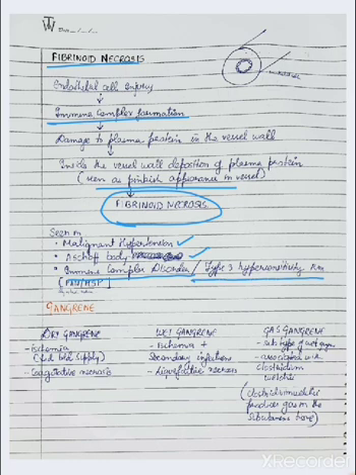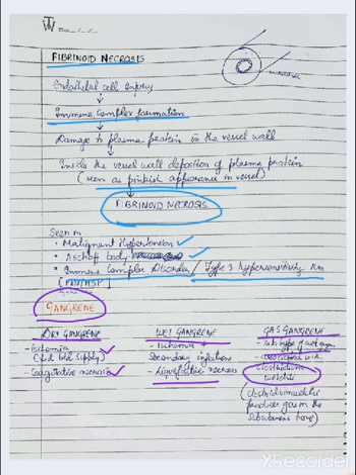And next is gangrene. Gangrene is of three types: dry gangrene, wet gangrene, and gas gangrene. Dry gangrene is ischemia, decreased blood supply, plus coagulative necrosis. Wet gangrene is ischemia plus secondary infection, liquefactive necrosis. And gas gangrene, a subtype of wet gangrene, is associated with Clostridium welchii, very important. Clostridium welchii produces gas in the subcutaneous tissue.